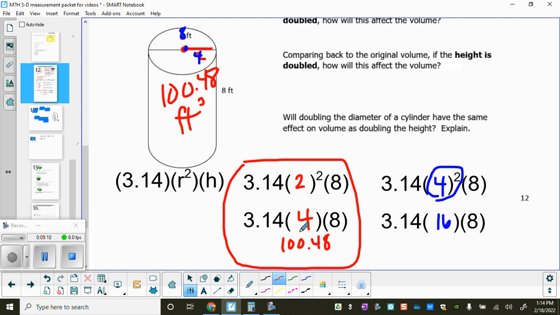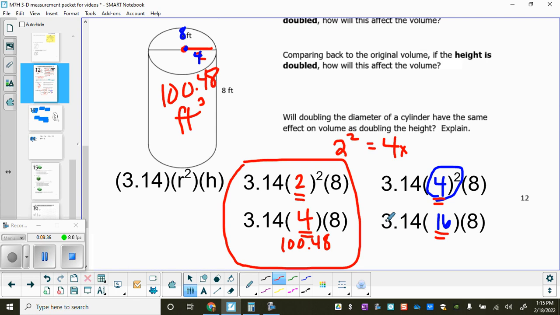So what happens to the volume? It's actually 4 times as much, okay? Now the reason it's 4 times as much is because this radius right here got doubled. It was twice, and that doubling gets squared. So that right there is the overall 4 times as much that we're going to see.